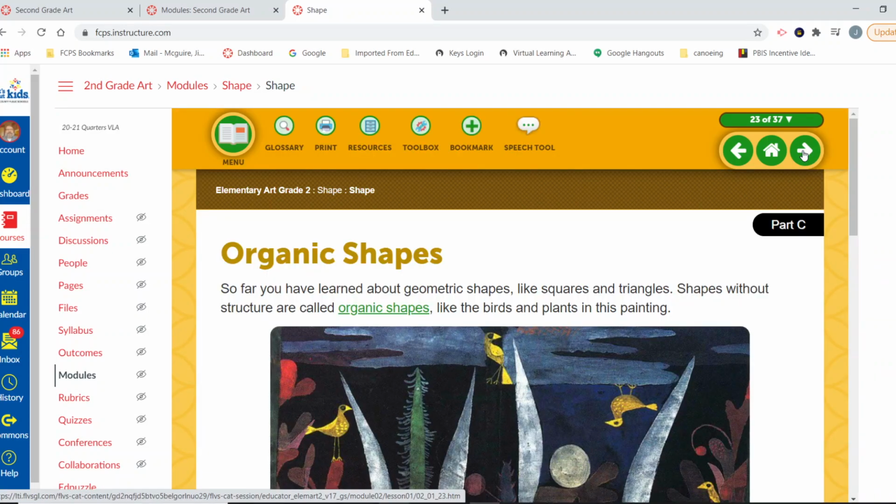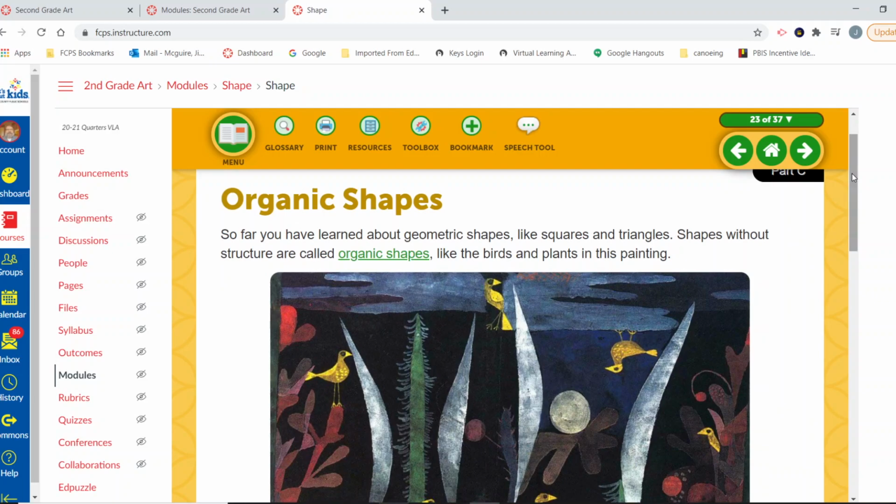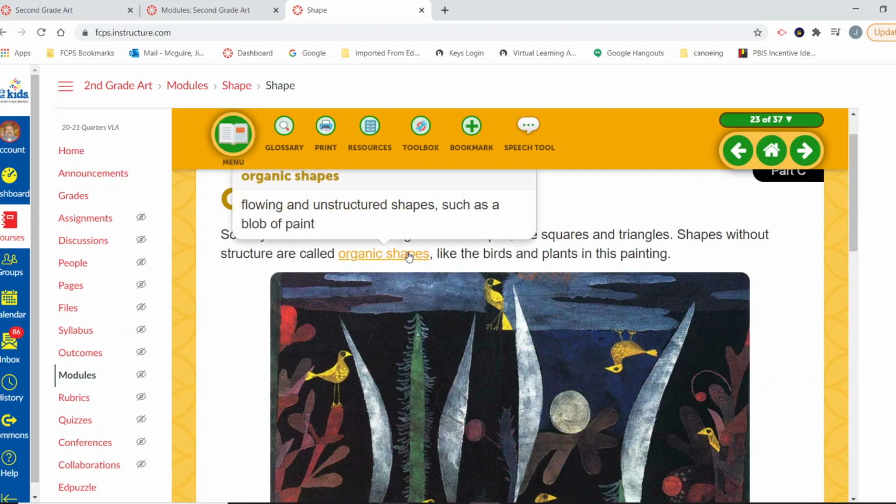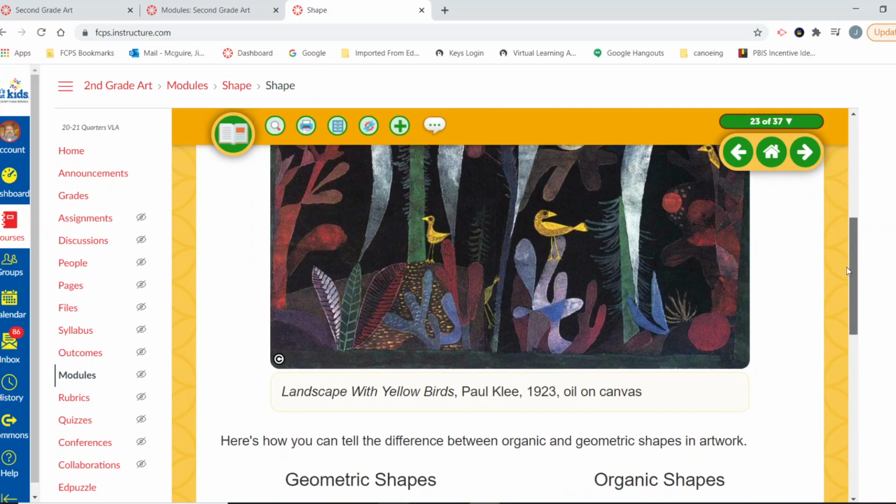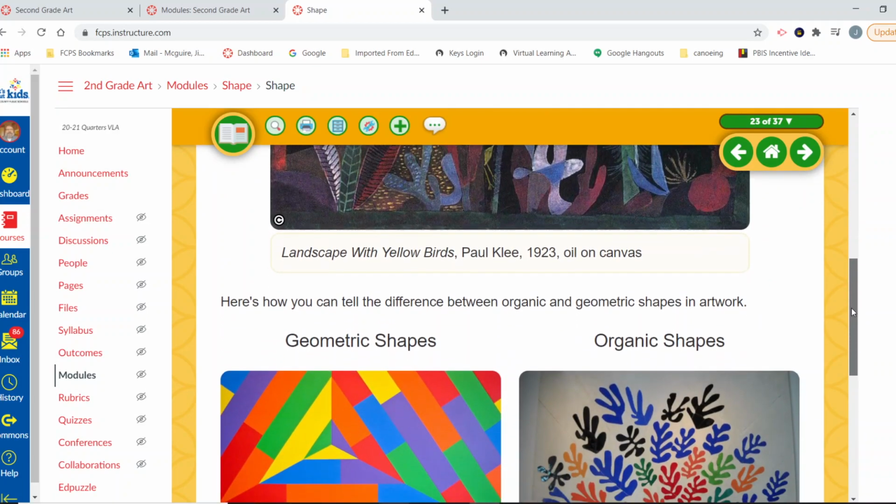So we call these organic shapes very often. When the shapes are unique and do things that are different and a little strange, we often call those organic shapes. So, shapes that have a unique structure or don't have a lot of structure in the way their edges are made, we call those organic shapes, like birds and plants, rocks, anything you think of in nature, trees. When a blob of paint hits the canvas, generally it makes an organic shape.